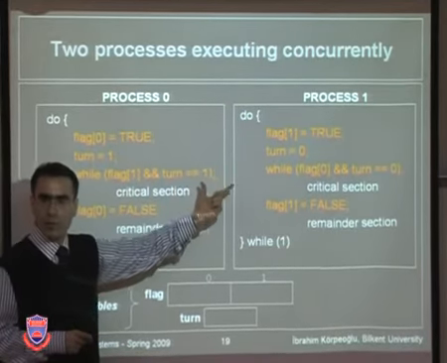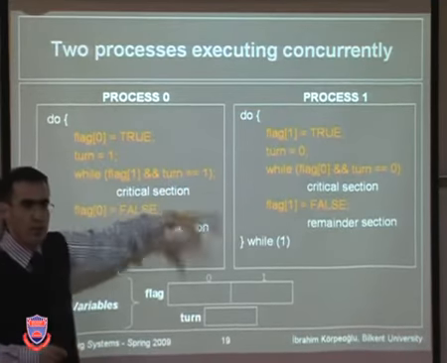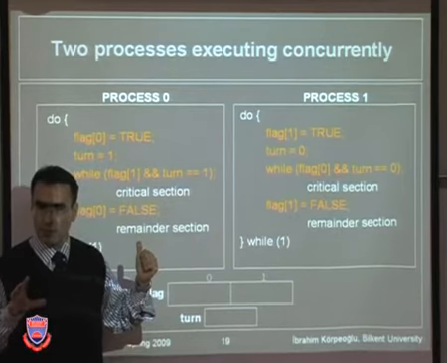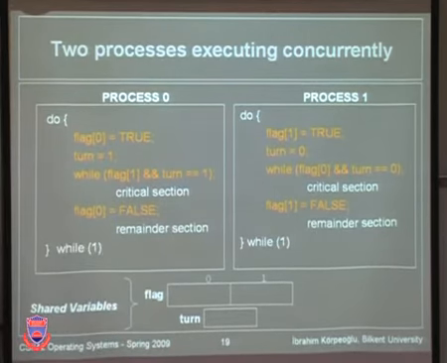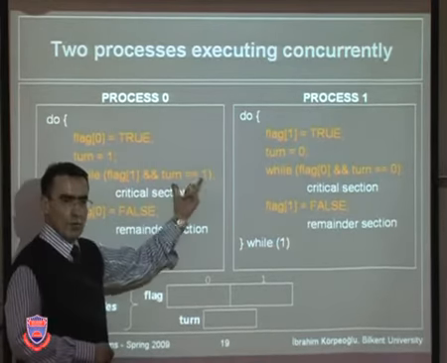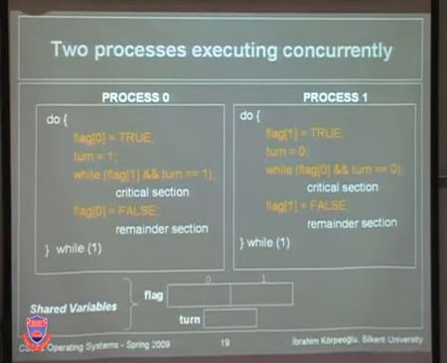It cannot be false for both of the processes. If it had been false for both of the processes, then both processes would be able to enter the critical section. And this would not be a correct solution then. Since turn can be either 0 or 1, that means only for one process this condition can be true, and only that process will be able to enter the critical section. So this solution provides mutual exclusion, yes.